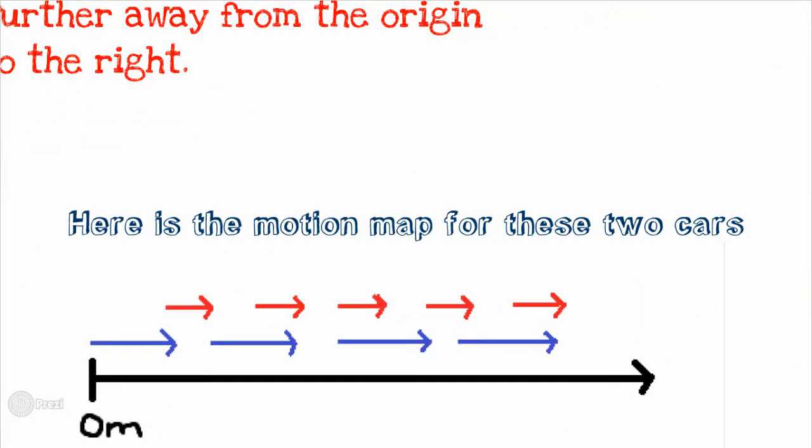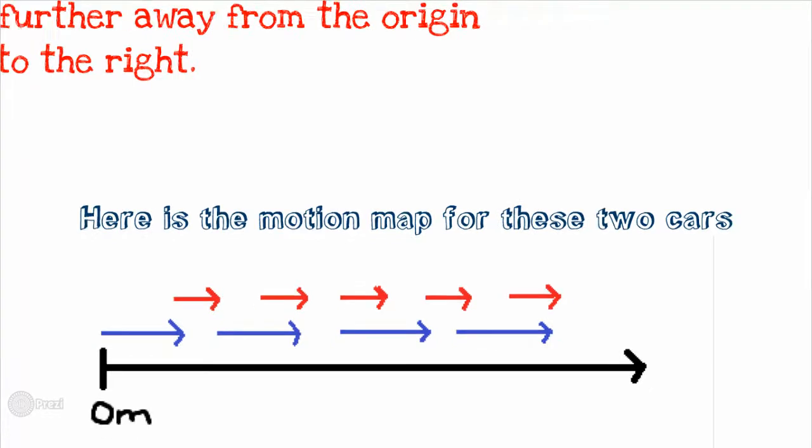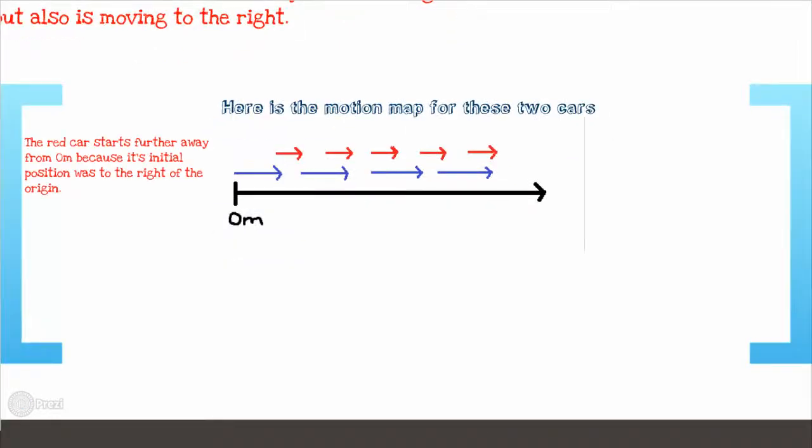So the motion map for these two cars would look something like this. We'd start here at 0, and the blue car started at 0 meters, so its first arrow is going to start there, and then it's got some pretty long vectors. The red car did not start at 0, it started a little after 0, so we're going to start a little after 0. And it didn't go as fast, so its vectors are shorter. So that's just a qualitative example. If you were to see this map, you would automatically assume that the blue car was going faster and that it started at a spot closer to the origin than the red car.